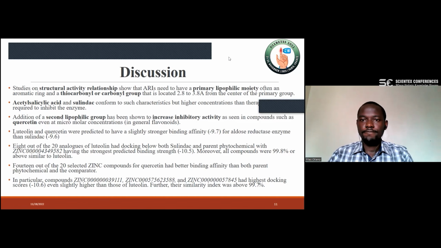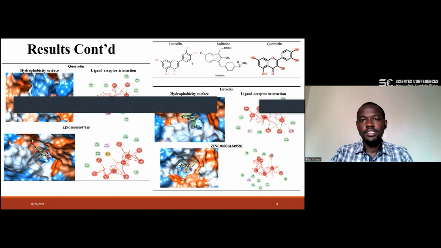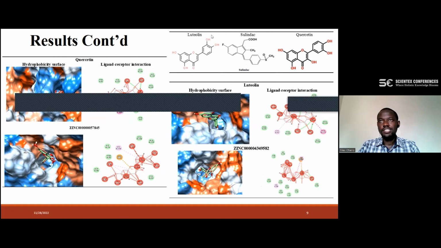So the second lipophilic group represents this substituted benzene group in luteolin and quercetin. It's just a benzene with hydroxyl groups. So the addition of that group increases inhibitory activity, and for these two drugs it means that we need to take them at very low concentrations, not such high, so as to inhibit the enzymes.